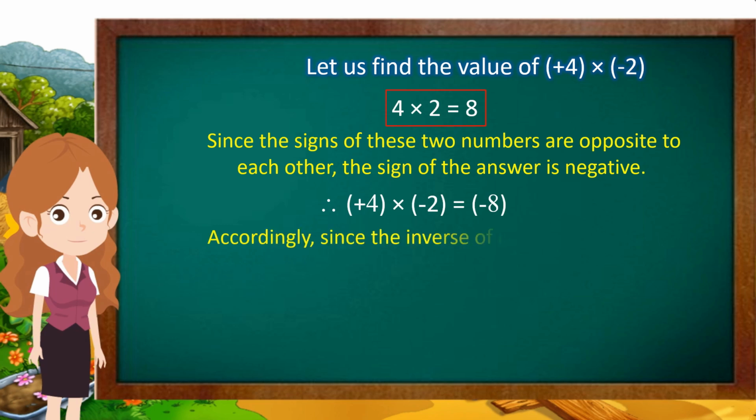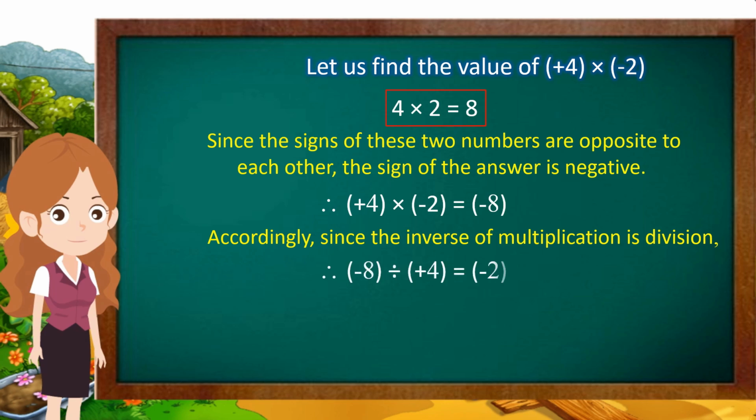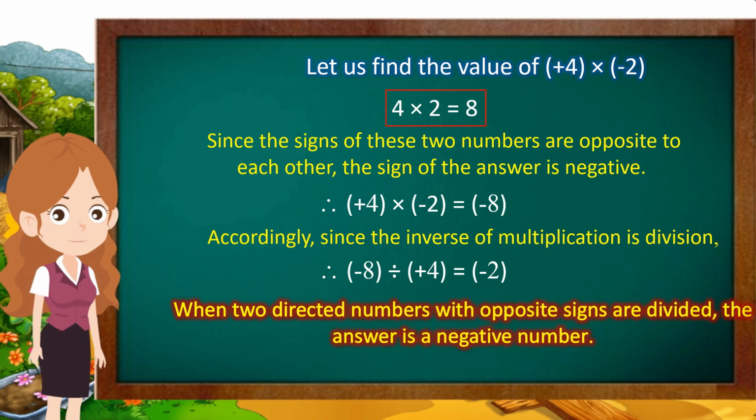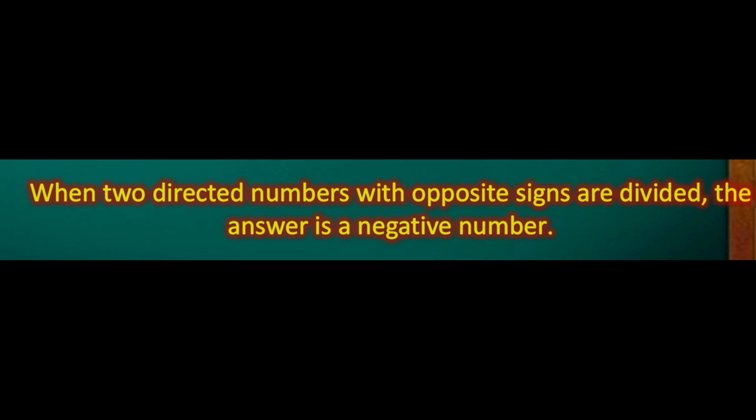My dear children, we know that the inverse of multiplication is division. So when minus 8 is divided by plus 4, the answer is minus 2. Accordingly, my dear children, when two directed numbers with opposite signs are divided, the answer is a negative number.